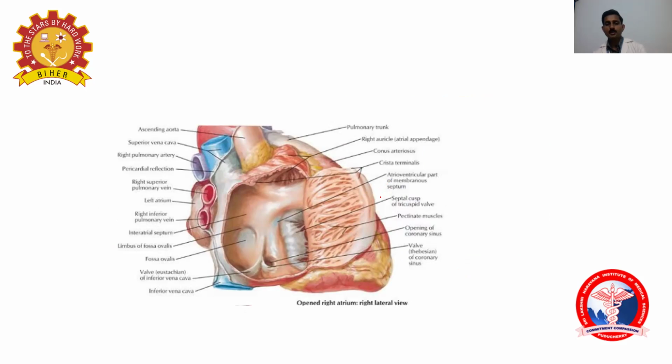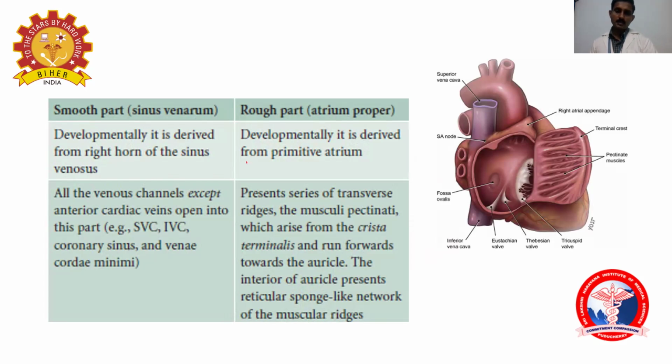Here one more picture is showing the opening of the superior vena cava and the opening of the inferior vena cava. So this is the opening of the superior vena cava, this is the opening of the inferior vena cava. The name of the valve is called the eustachian valve. This valve is called the eustachian valve. We have a coronary sinus opening that is guarded by a valve called the Thebesian valve, and venae cordis minimi.